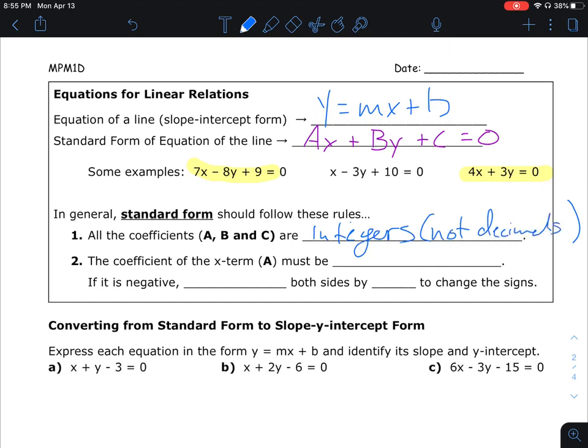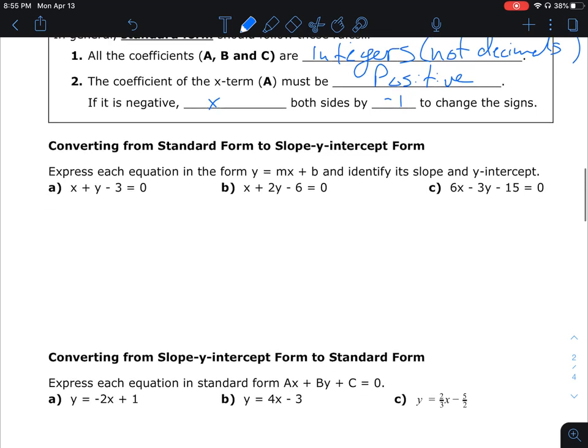The coefficient of the x term, a, must be positive. If it's negative, we would simply multiply both sides by -1 to change the signs.